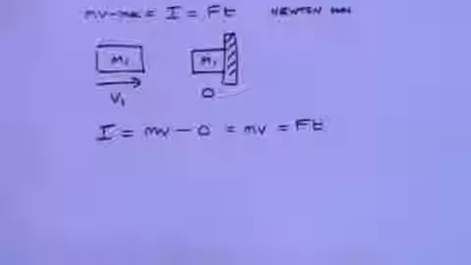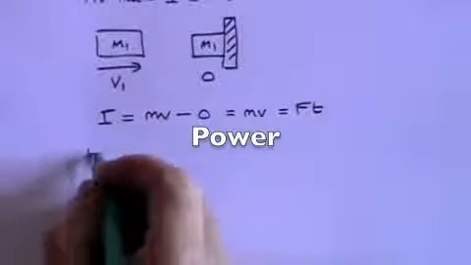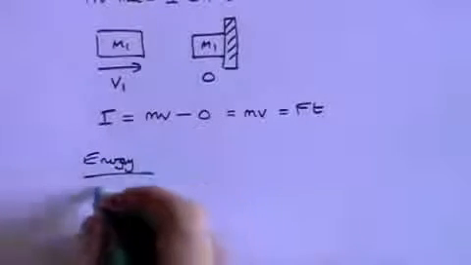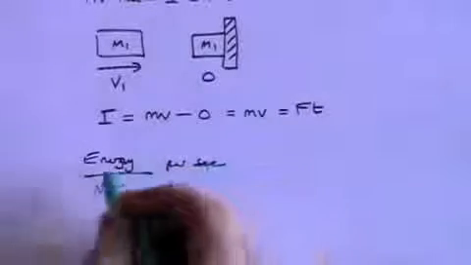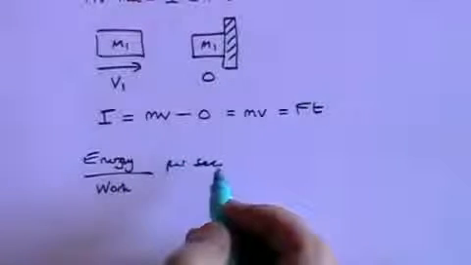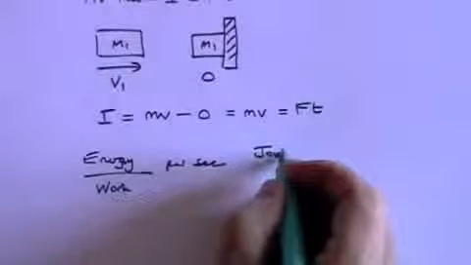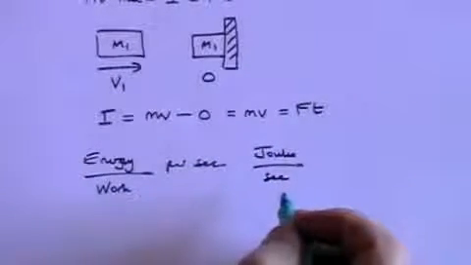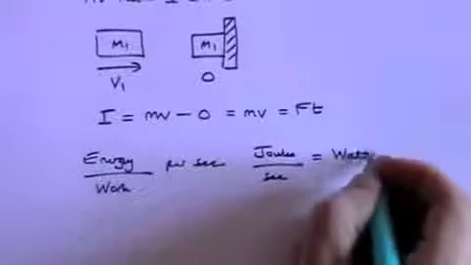I now want to move on to look at power. Power is energy or work per second. That's not energy divided by work, it's energy or work per second. In other words, energy, which is measured in joules, and time is measured in seconds, power is measured in joules per second, or we call it watts.